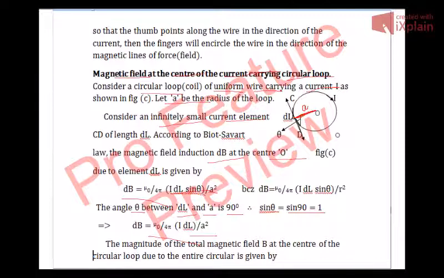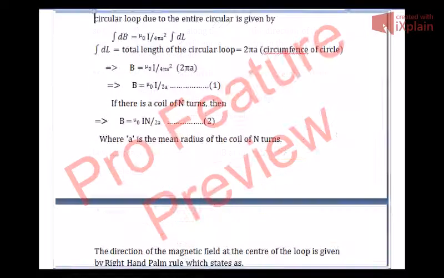So if we want to find the total magnetic field, we have to integrate this equation. The magnitude of the total magnetic field B at the center of the circular loop due to the entire circular loop is given by integrating this equation. So integration of dB will be equal to mu naught I upon 4 pi a square times integral of dl. So what is dl? It is the total length of the wire, and as it is in the form of a circle, it will be equal to the circumference of the circle. So that is equal to 2 pi a.